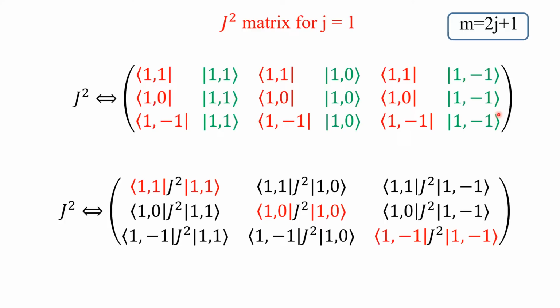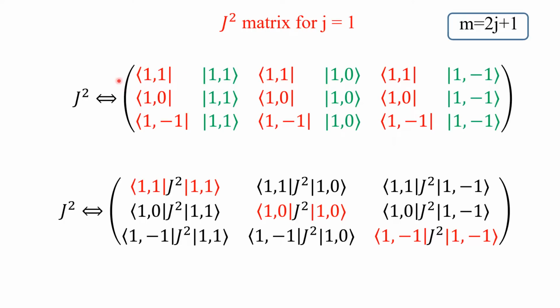You know very well that for J equal to 1, the m value changes from 1 to minus 1 in steps of 1. So it is 1, 0, minus 1. It will vary from plus j to minus j. This is the bra vector, bracket J m.